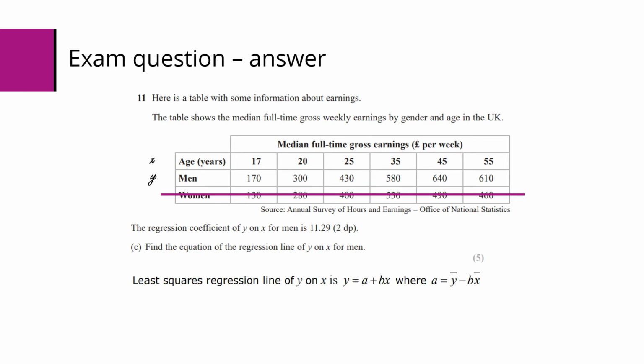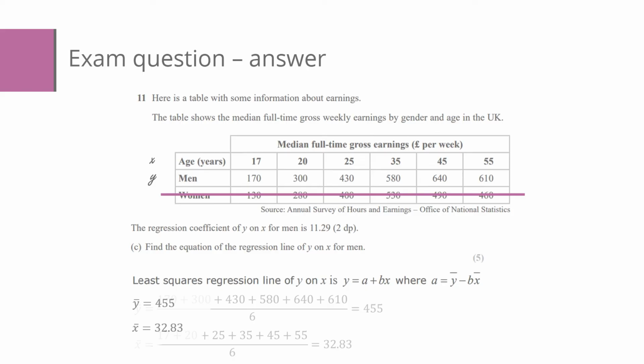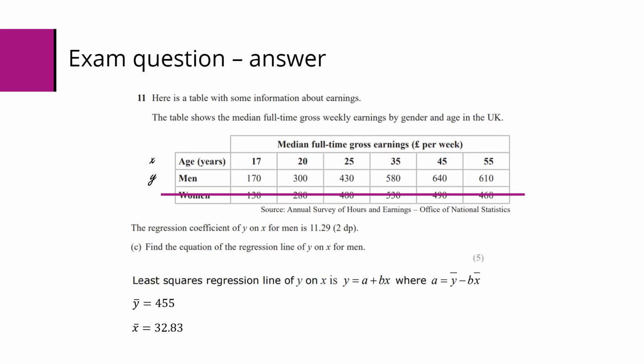We're going to use the least squares regression line formula. So we do need to find the mean of y. So that is adding up all the y values and dividing by six because there are six of them. So that's y bar. We do similarly for the x values, so the ages, find the mean of the ages. So we've got those two values there. And then we're just going to use this formula, a equals y bar minus b, remember we were given that, times x bar. Substitute those in and get our a value of 84.3.